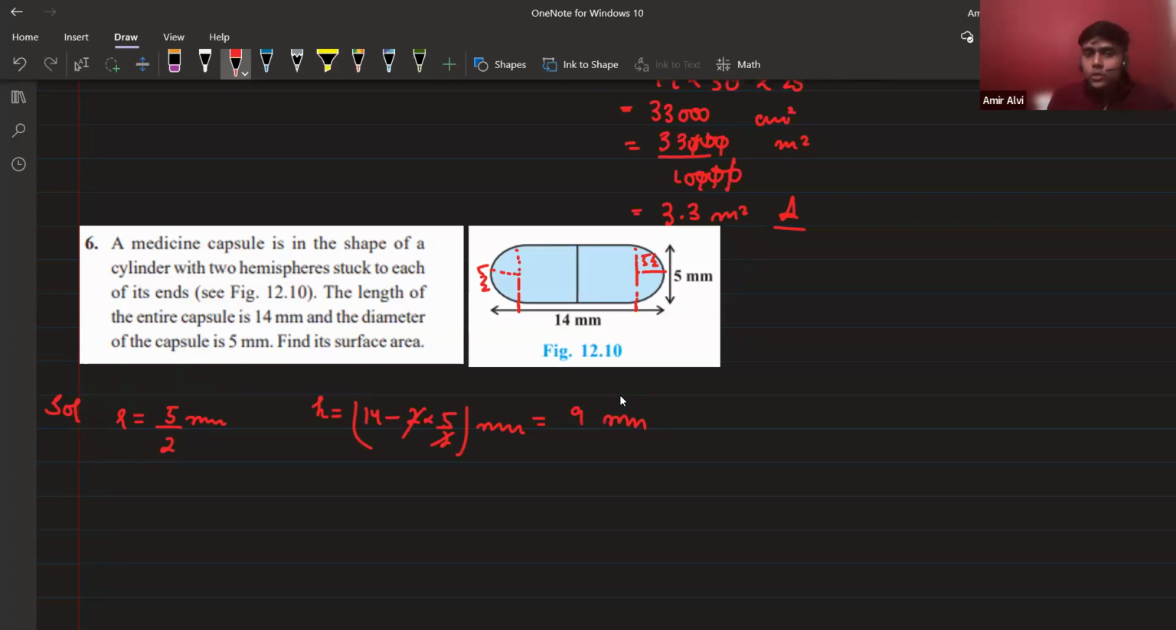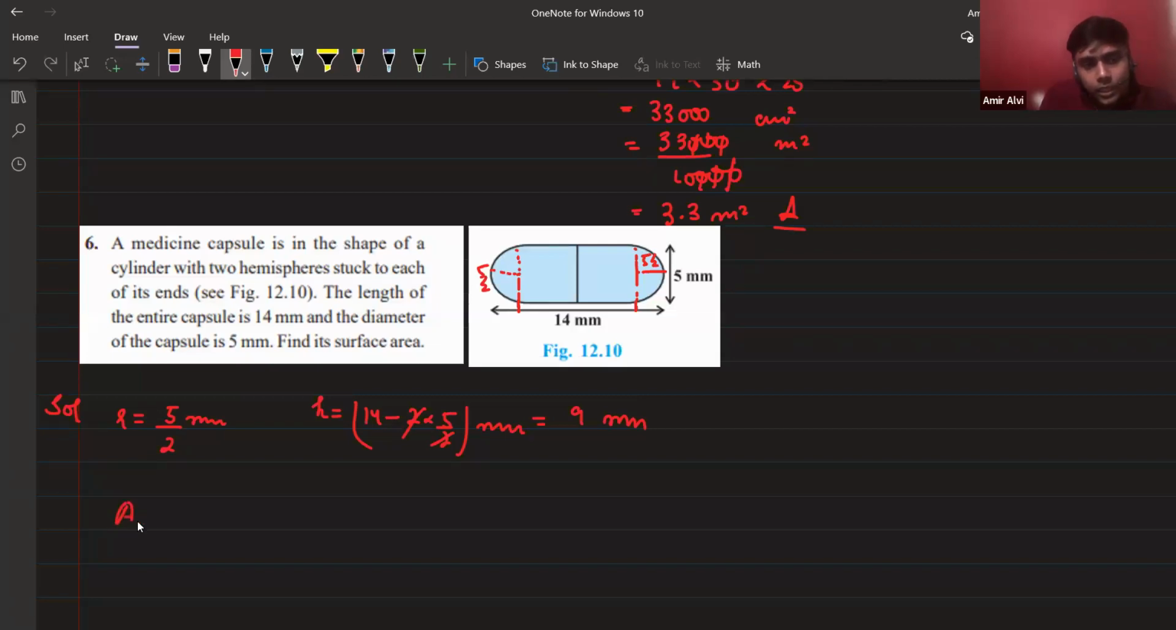Is this clear to you? Yes or no? Yes, sir. Okay. Have we got the same height that I've written? Yes, sir. Very good. So I have to calculate the total area of this capsule.